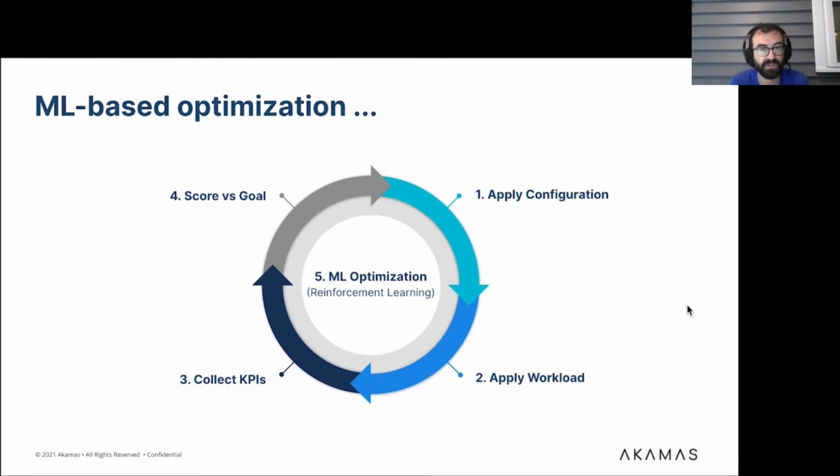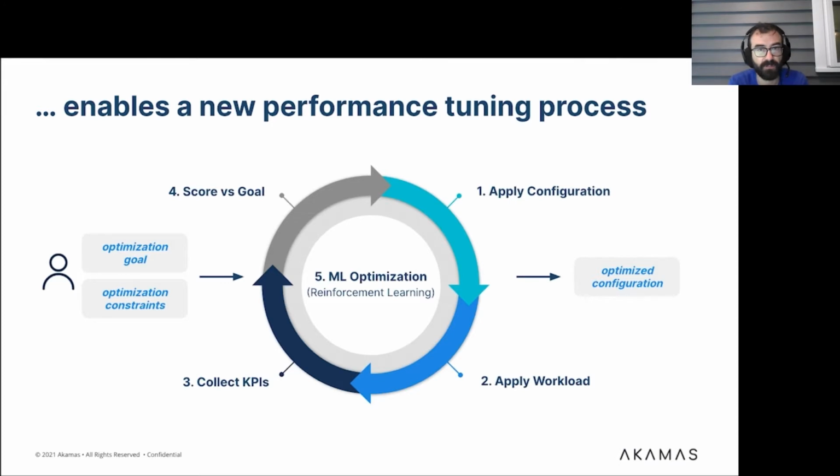In a relatively short amount of time, the machine learning algorithm learns the dependencies between the configuration and the system behavior, thus identifying better and better configurations. This fully automated process enables a new performance tuning process, where the user defines the optimization goals and constraints, and then lets the machine learning-based optimization automatically identify the optimal configuration. Let's see how this new approach applies to our real-world example.